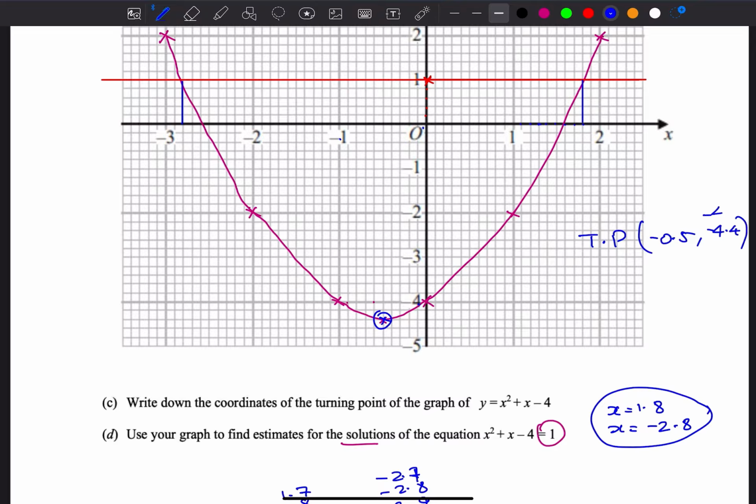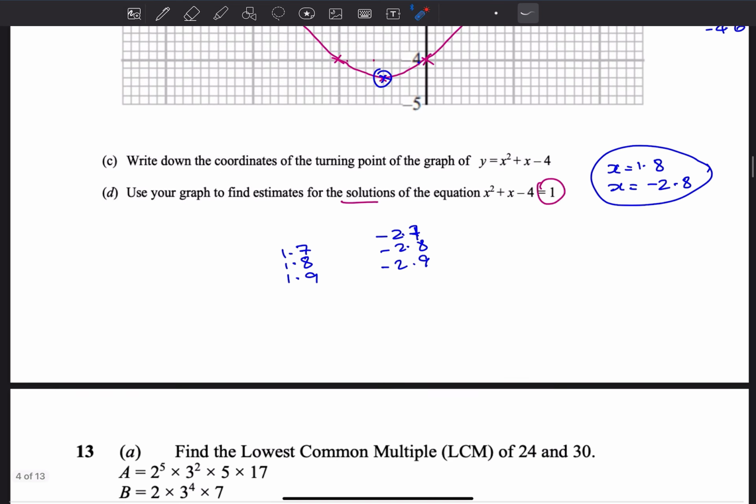You could also say minus 4.3, minus 4.5, minus 4.2, minus 4.6, any of those. But remember, the x value has to be exactly minus 0.5. No way around that. You have to put it exactly that, if they ask you for the turning point.